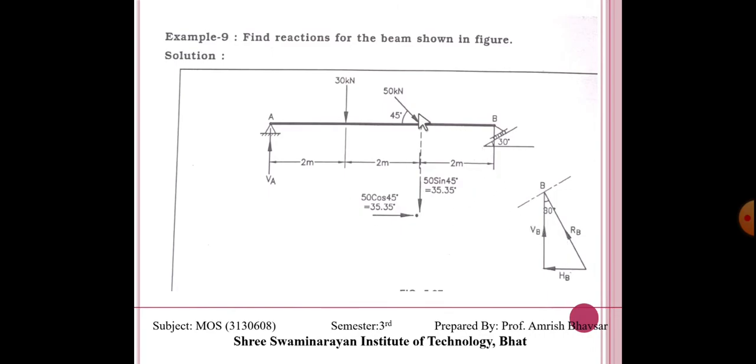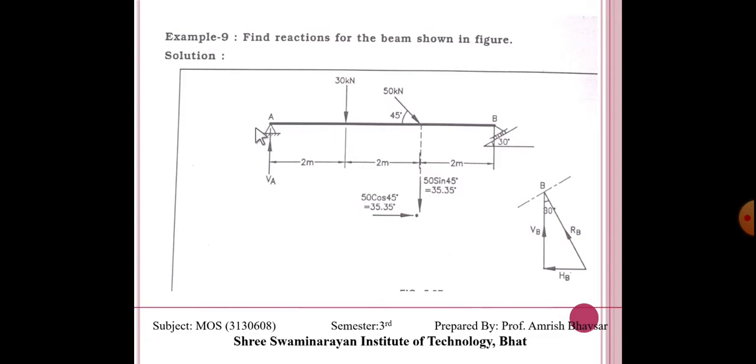And the other thing, this horizontal force is there, so HA is also there and VA is also there. So we have to take components of this 50 kilonewton, 35.35, and here also 35.35. So these both are the same because the angle is 45 degree. Now we have all the forces and reactions in the form of vertical and horizontal.